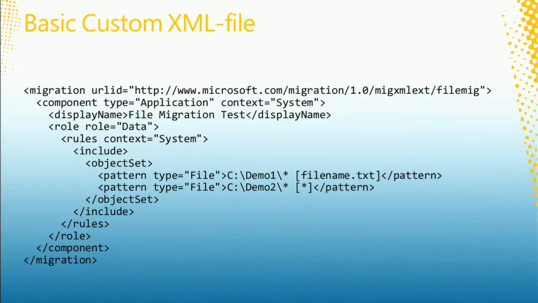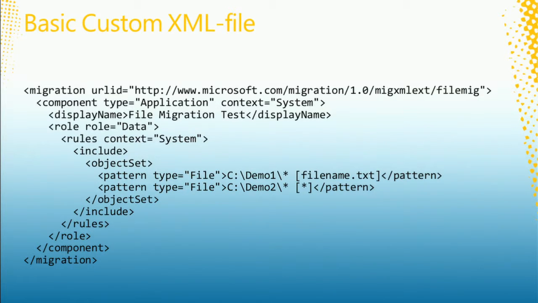So the first line will migrate all files named filename.txt exactly. That is in the demo1 folder, or as the star indicates, any of its subfolders. If I remove that star, it has to be directly in demo1. And as the gentleman said, the second line will migrate the entire demo2 folder.